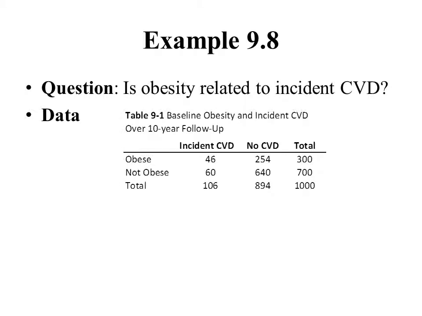And so our data is given here in table 9.1, which is a data table that we've seen before, titled Baseline Obesity and Incident Cardiovascular Disease over a 10-year follow-up.